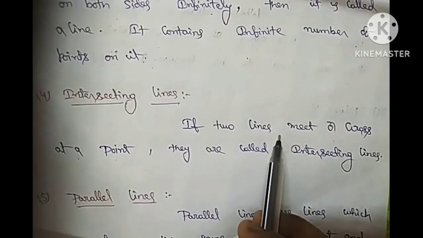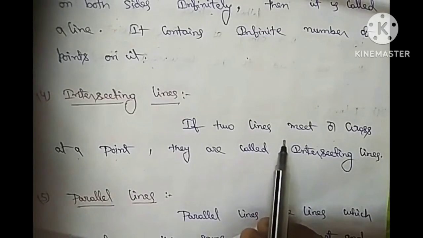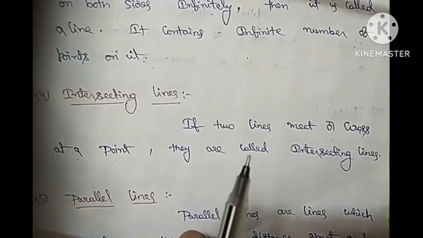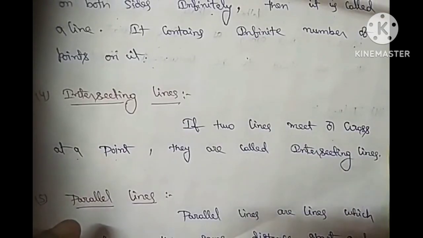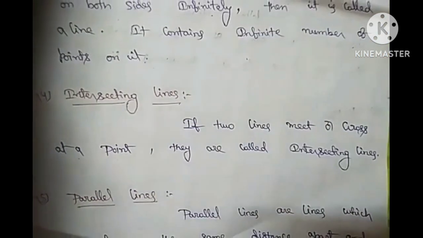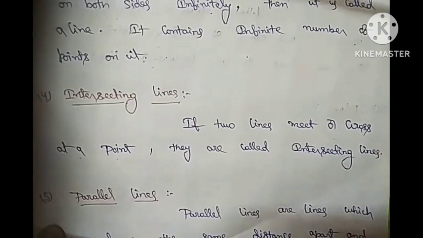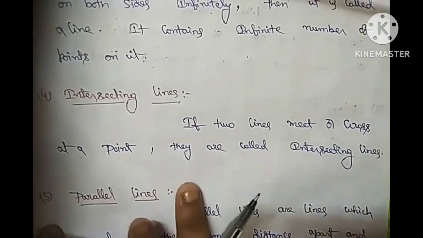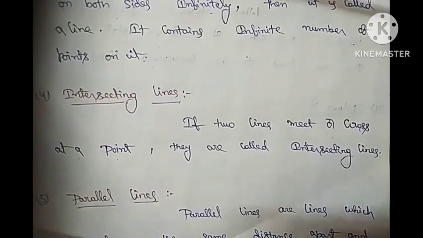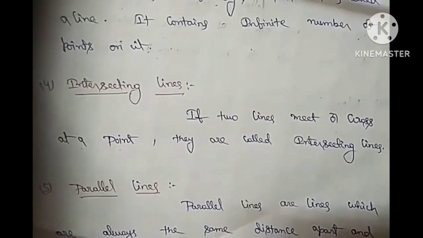For example, if we have some roads, at a time two roads will meet at that point: one road from this side, another road from the other side, and one road in the down part also. If two roads are meeting at that point, they are called intersecting roads, because the roads intersect. Like that only, if two lines meet or cross at a point, they are called intersecting lines.